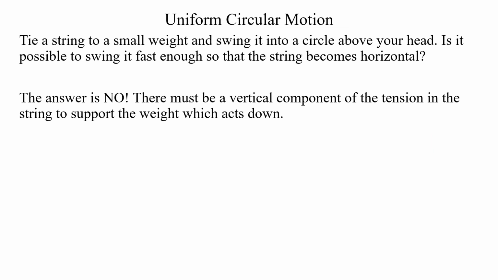So we see it is not possible to swing a small weight attached to a string in a horizontal circle. There must always be a vertical component of the tension in the string to support the weight, which acts down.